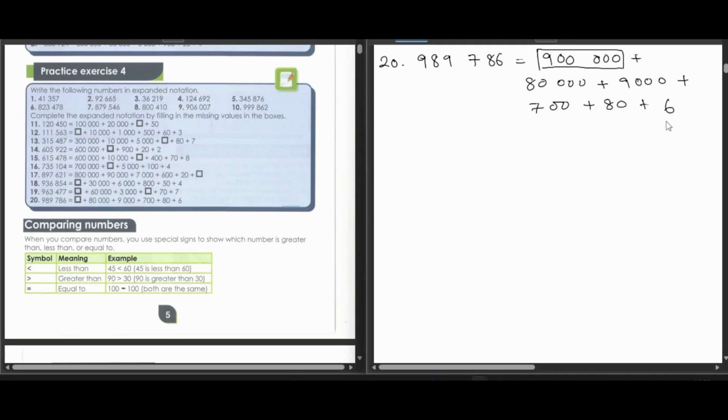So this is our practice exercise, which was on finding the value of numbers through expanding, that is, expanded notation. In our next lesson, we are going to start learning about comparing numbers. Thank you and take care.